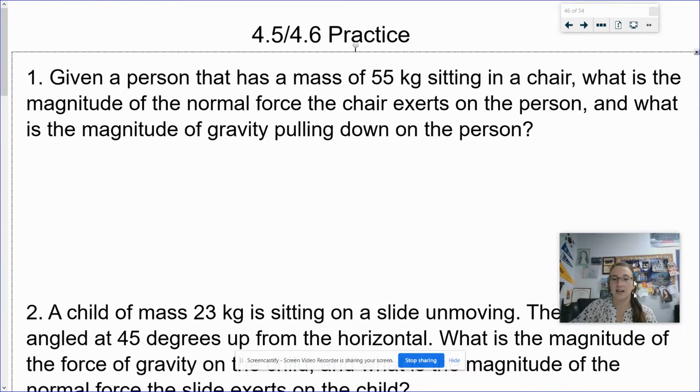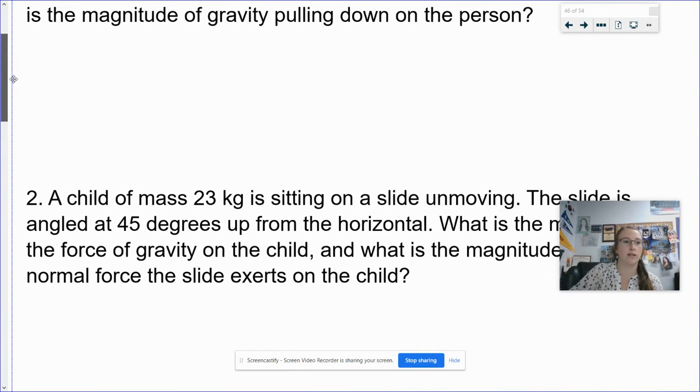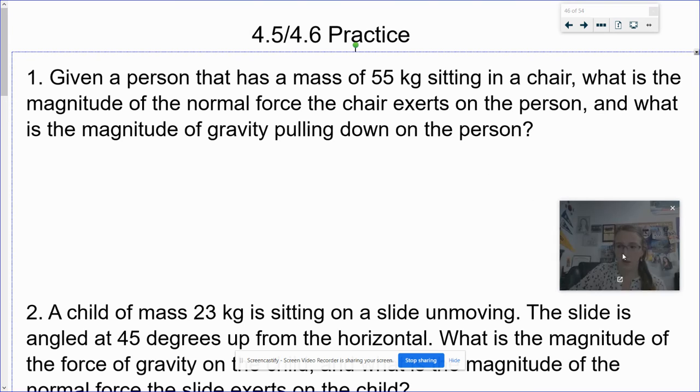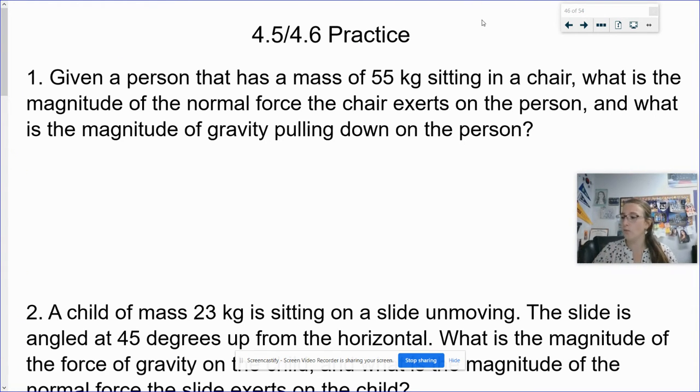There we go. Okay, so you guys got a few questions here we're going to go through to practice doing the forces we were talking about today with the normal force and the force of gravity, as well as adding on one more type of question that isn't going to be too hard, but I want you guys to try. So I'm going to have you pause the video. The Edpuzzle is going to pause. You're going to try this first one. Given a person that has a mass of 55 kilograms sitting on a chair, do that one. And then you're going to click continue when you're ready, and I'm going to go through it. You're going to do that for each question.